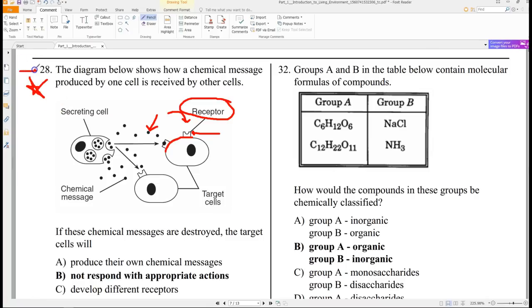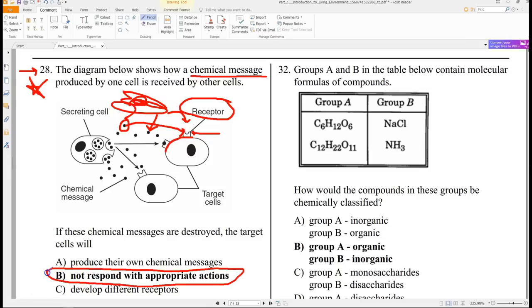Start from the top, always. The diagram below shows how chemical messages produced by one cell is received by the other. So this is cellular communication. If these chemical messages are destroyed, the target cell will... So here's a target cell. If these little guys are destroyed, they're going to lose their shape. They're not going to fit here anymore if they're destroyed. So they will not respond with appropriate actions.